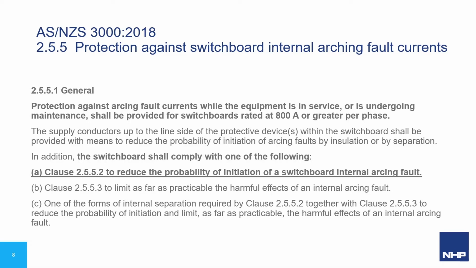AS 3000 also references forms of separation, specifically for boards rated 800 amps and over. AS3000 insists we take measures to protect against arcing faults while equipment is in service or undergoing maintenance for these heavy current switchboards. One of the methods listed to protect against arc faults is detailed in clause 2.5.5.2 and outlines a method of reducing the probability of initiation of a switchboard internal arcing fault.